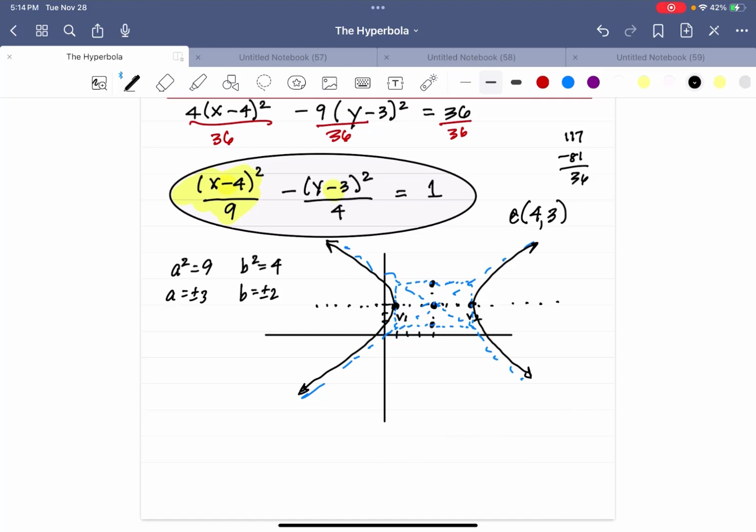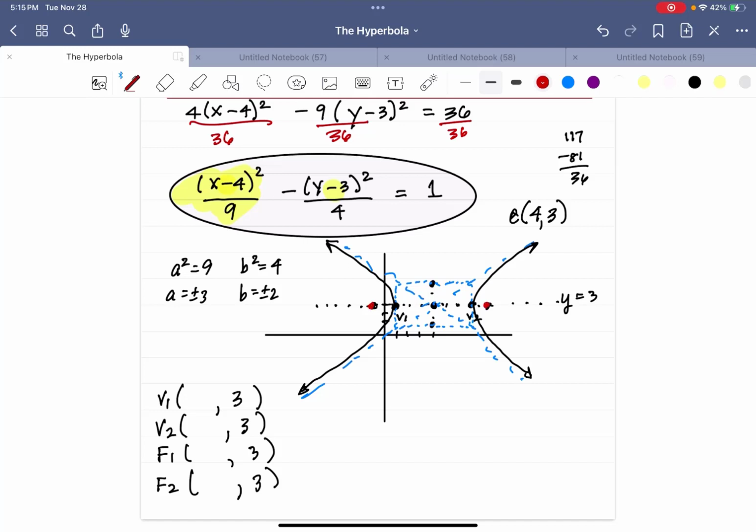Our vertex 1, we move from the center. Now look, this is y equals 3. So the y is going to be 3 on both of the vertices and on both of the focus, or the foci. Because remember, the foci are also on that transverse axis, somewhere around in here and here. We'll find those in just a minute.